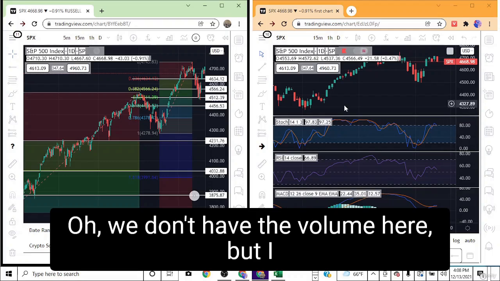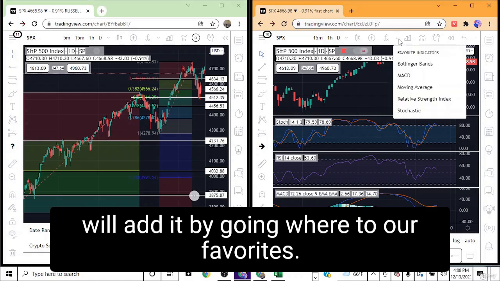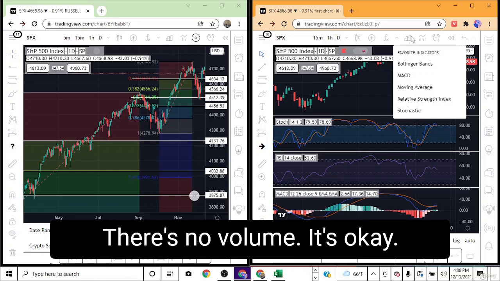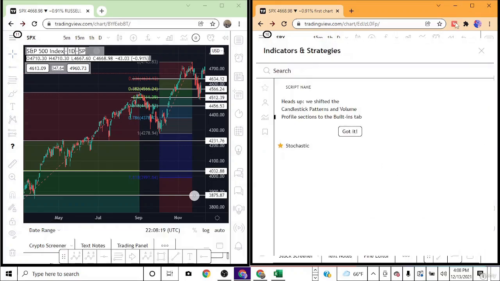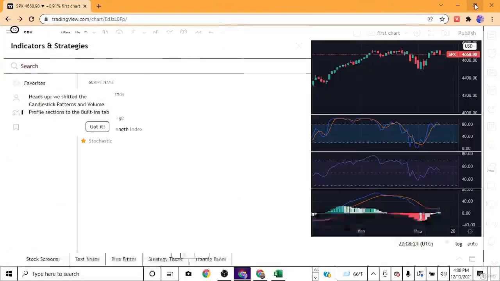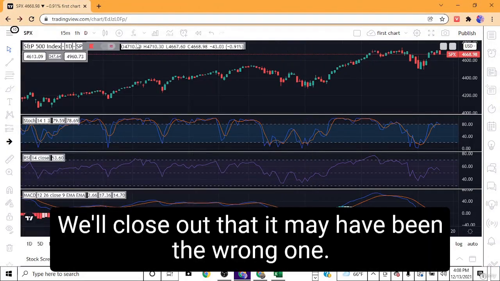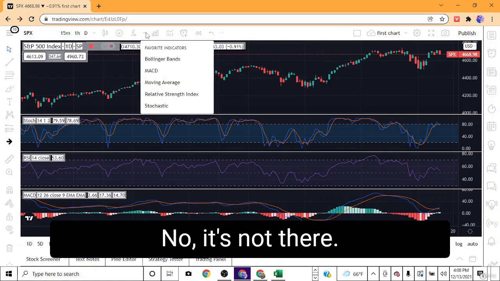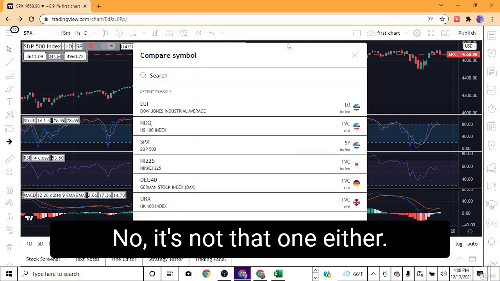Oh, we don't have the volume here, but I will add it by going where? To our favorites. So simple. But what do we see? There's no volume. It's okay. We can just click right here. How about opening this up? That's probably why there's no volume. We'll close out of that. That may have been the wrong one. So we will click maybe here? No, it's not there. Is it this one? No, it's not that one either.